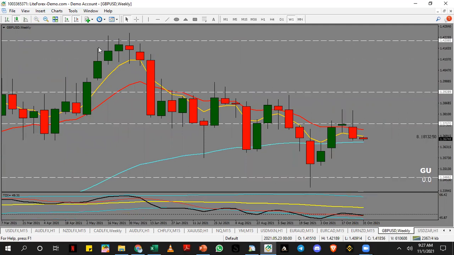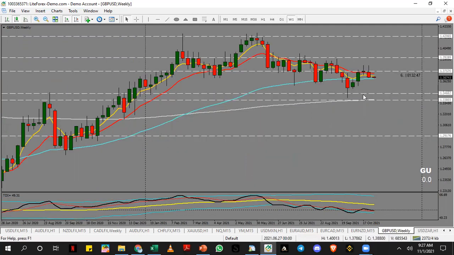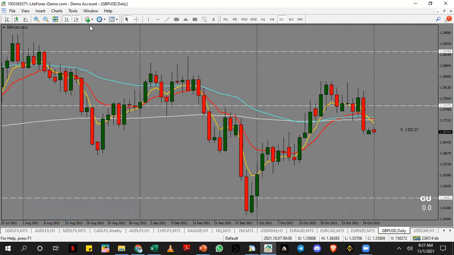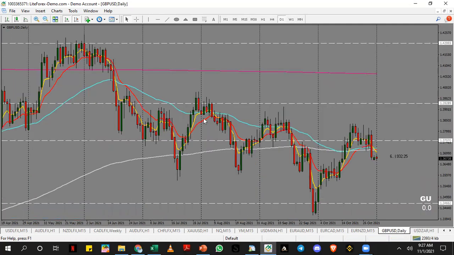The weekly candles still suggest we should be having a downtrend. Although price bounced at this point, see, this bounce is not that significant. If price bounced at this area here, it will be significant. Even though the daily, I think the 800 EMA is below there. Yes.